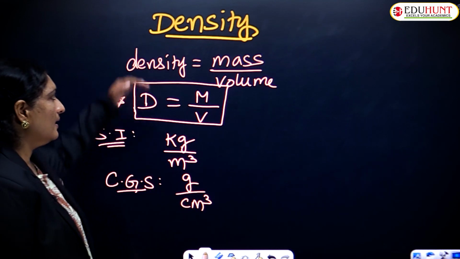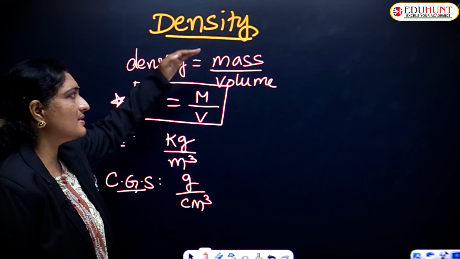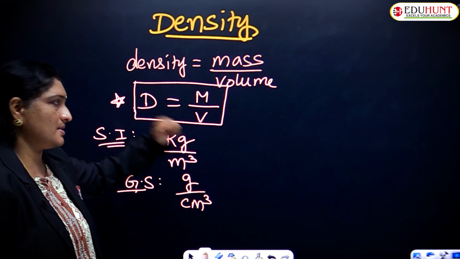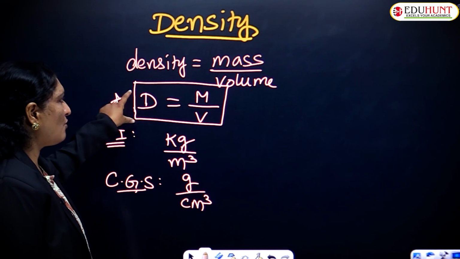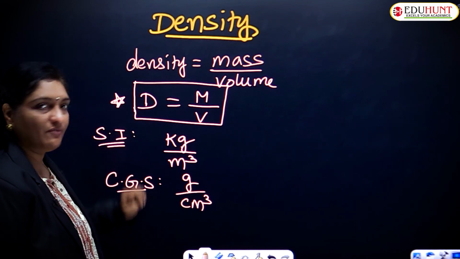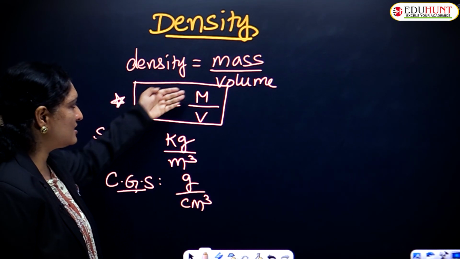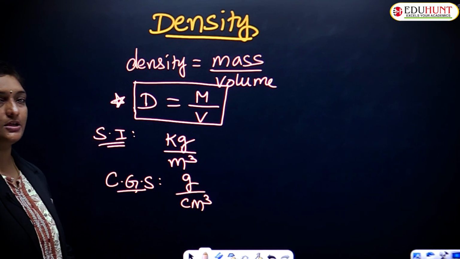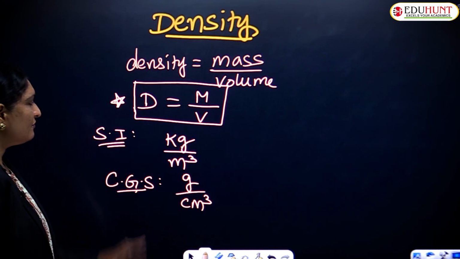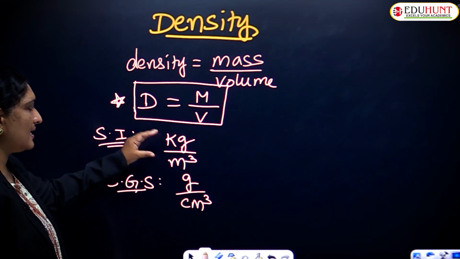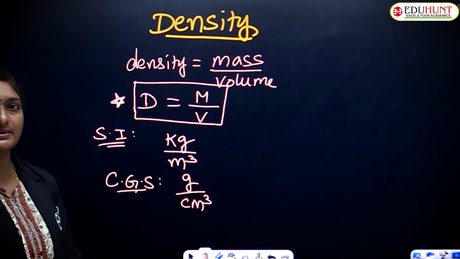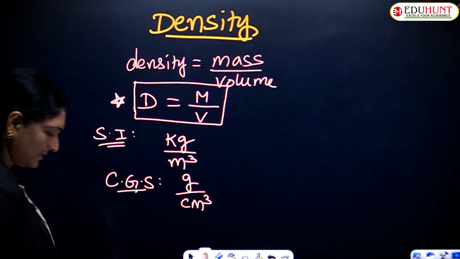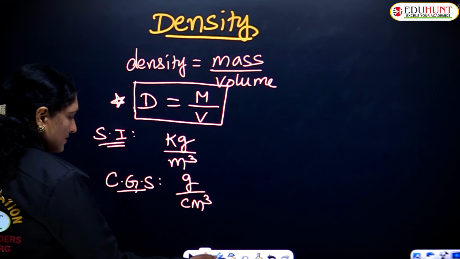So, I repeat, density is defined as the mass per unit volume of a substance. Mathematical formula: D equals M by V. SI unit: kg per meter cube. CGS unit: gram per centimeter cube. If you would like to get the relation between kg per meter cube and gram per centimeter cube, let us try to find it out.